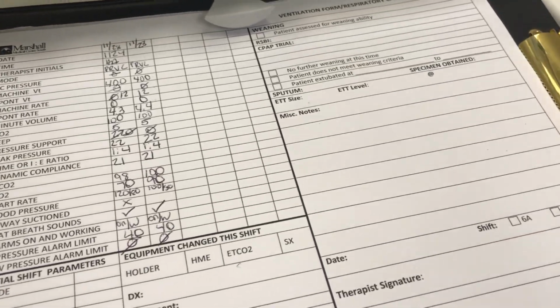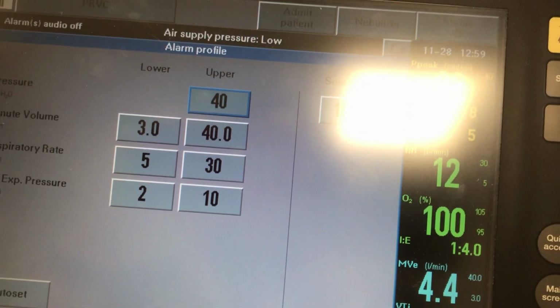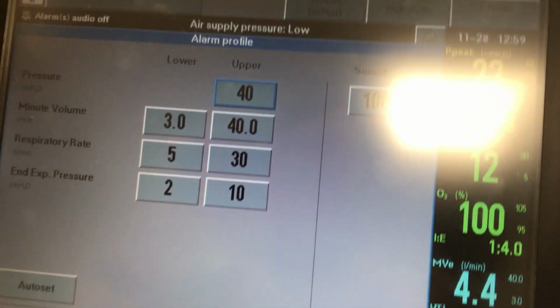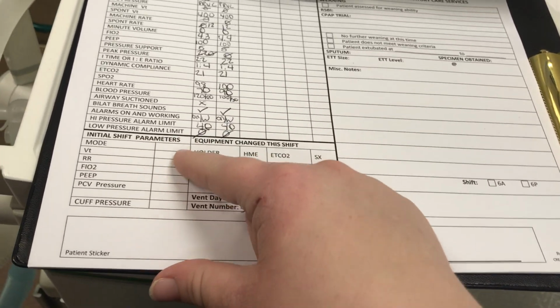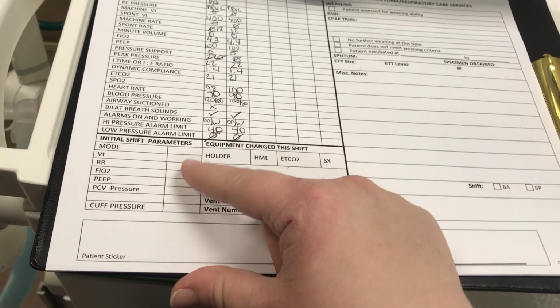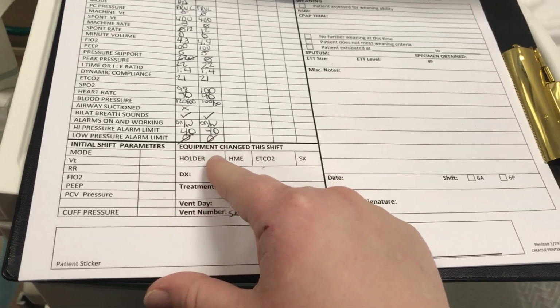Make sure my alarms are on and working. Check them. It wants the upper pressure, so it's set at 40, so I'd write that down, and you can't set a lower on here. Right here would be the initial settings on the vent. I'd fill all this out.